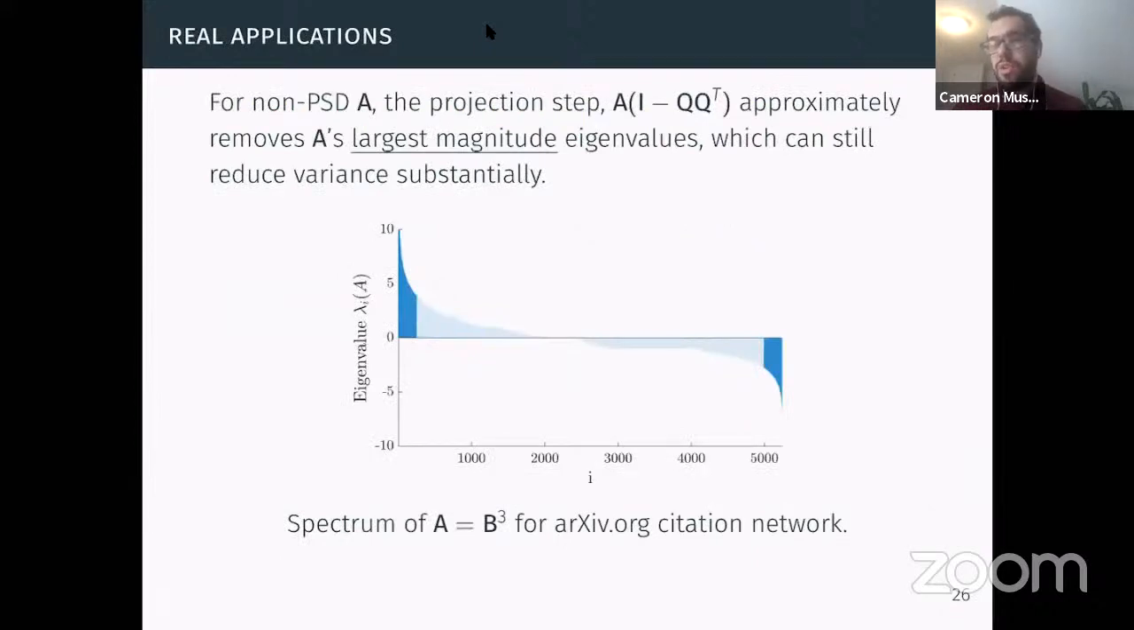And let me just say intuitively, why should we be doing well on non-PSD matrices? For a non-PSD matrix, our projection step basically removes the largest magnitude eigenvalues. And this tends to still significantly decrease the Frobenius norm and significantly reduce the variance. In the very worst case, it might not do that. In these natural settings, where we don't have some worst case matrix, it significantly reduces the variance of Hutchinson's. So our method seems to still converge much faster than Hutchinson's.